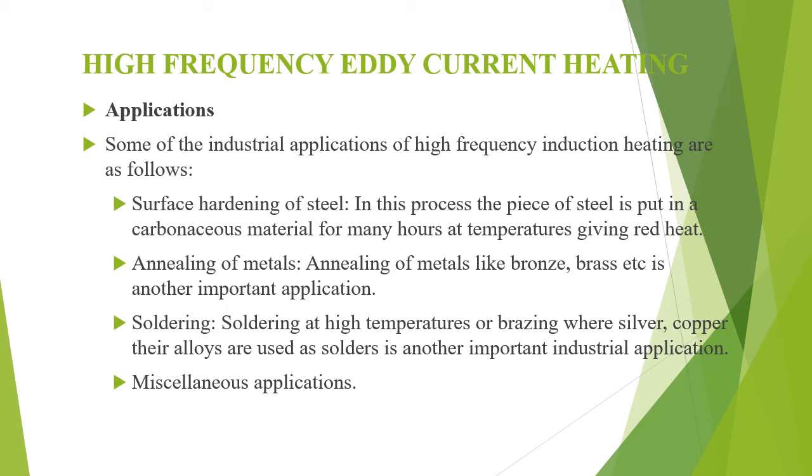The next application is annealing of metals. Annealing of metals like bronze and brass is another important industrial application. Brass or bronze, when cold worked, become brittle, and if they are worked further, they break. Therefore, they have to be annealed. But the ordinary annealing process takes a long time. By use of the induction heating method, in a minute at a temperature of the order of 750 degrees Celsius, a depth of about 2.5 centimeter can be reached. Scale formation also is not possible in such a short span of time.